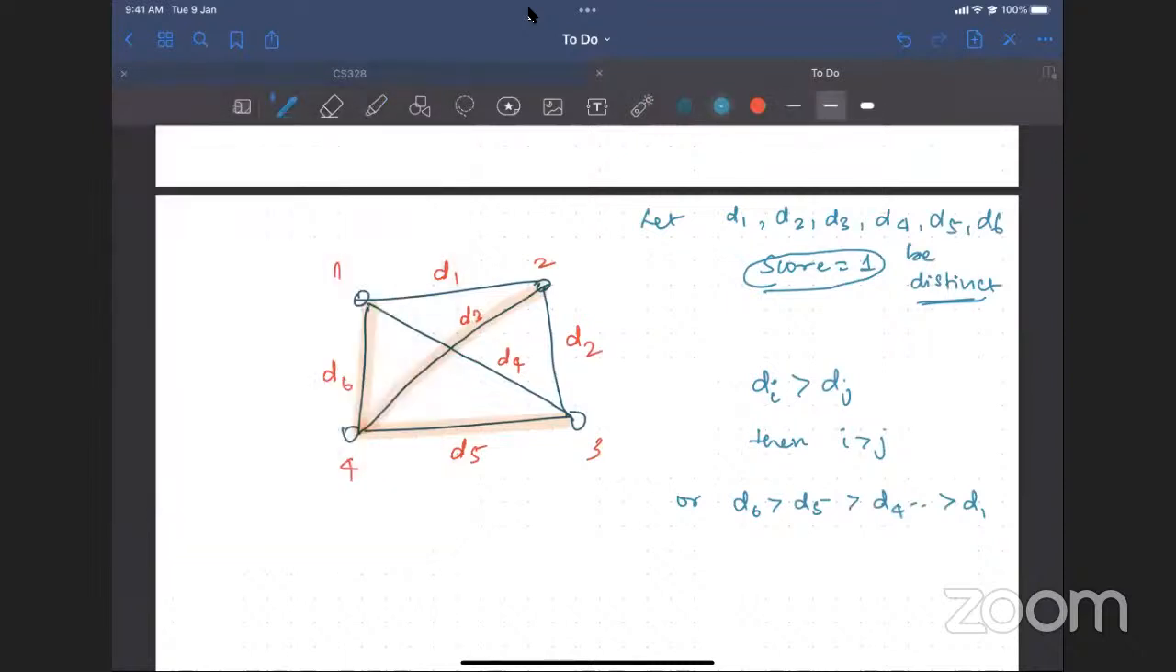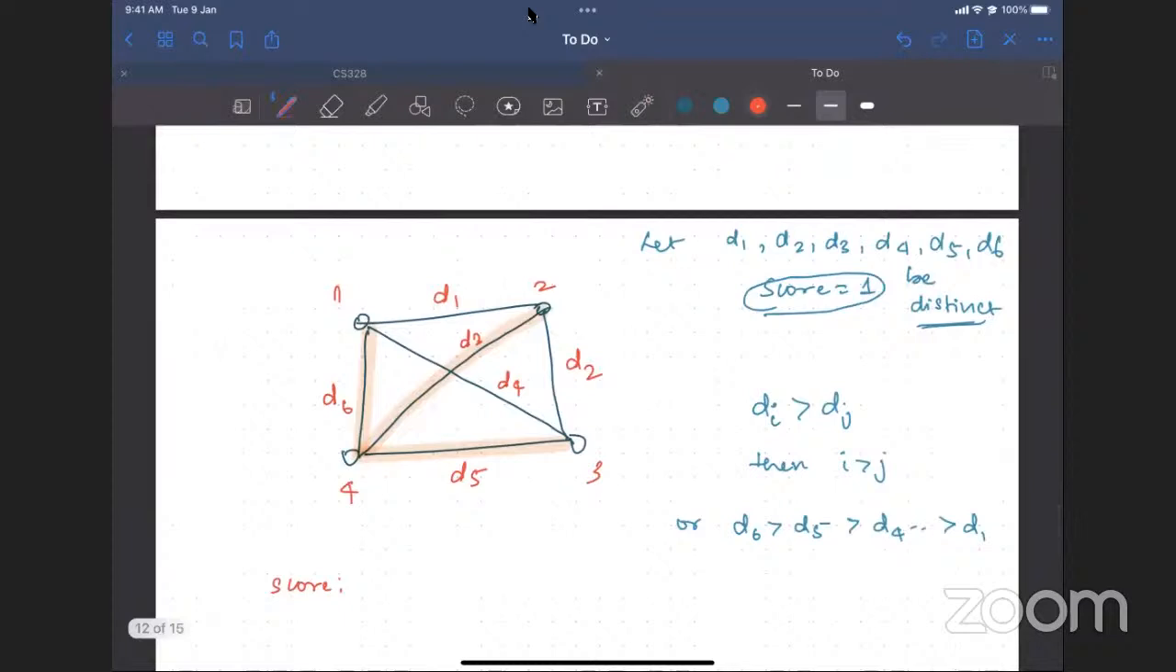So can you just tell me the final score? That would be D3 plus D5 plus D6. No, the score gets multiplied by every edge. Okay. Yeah, D3 multiplied by D5 multiplied by D6.